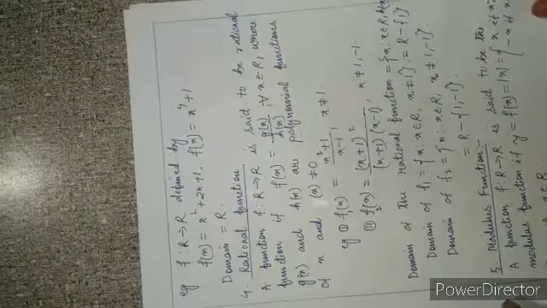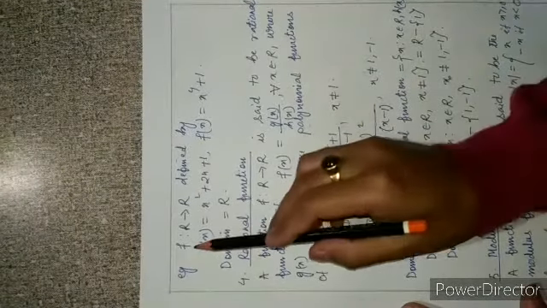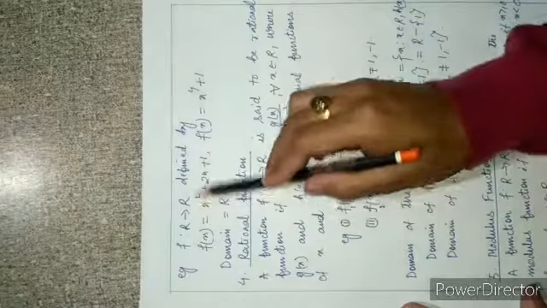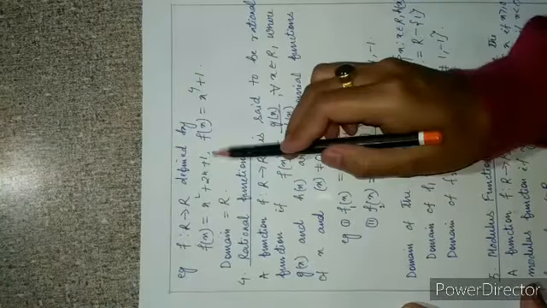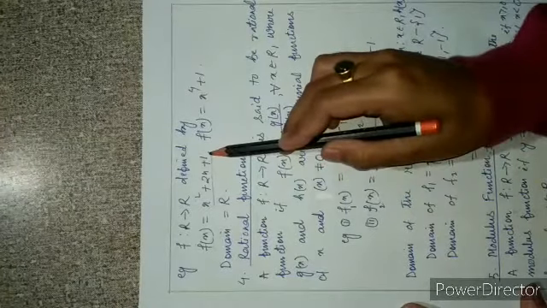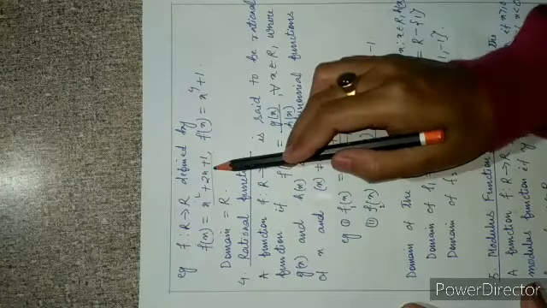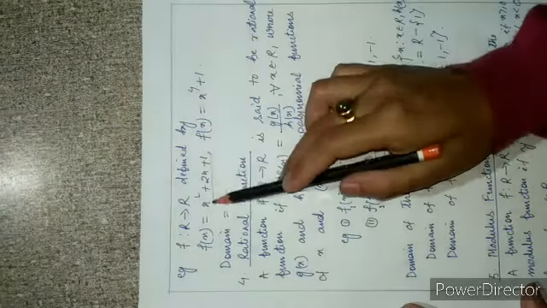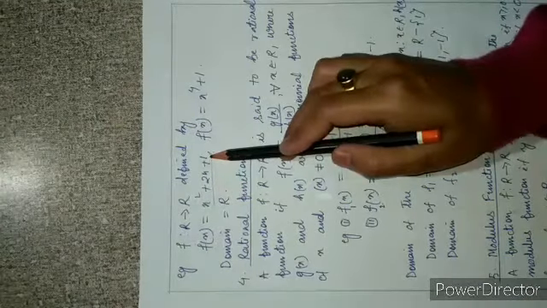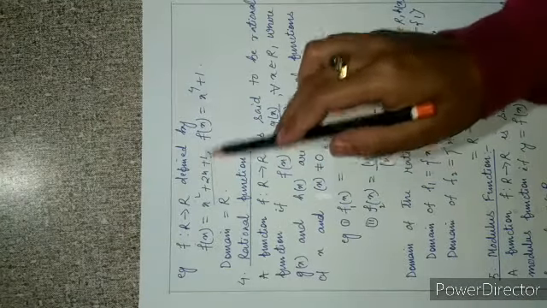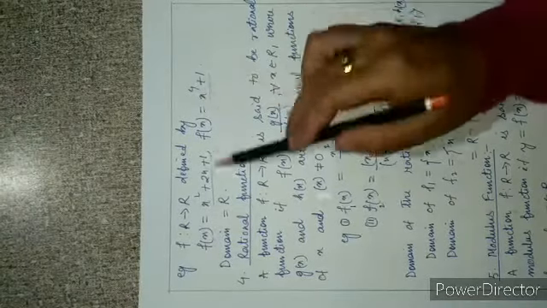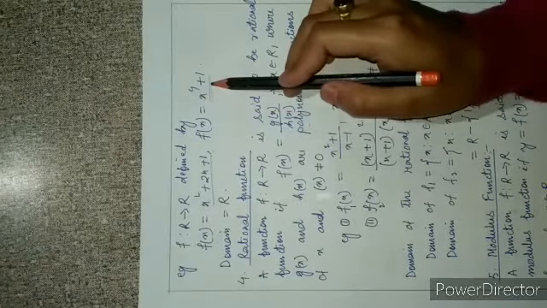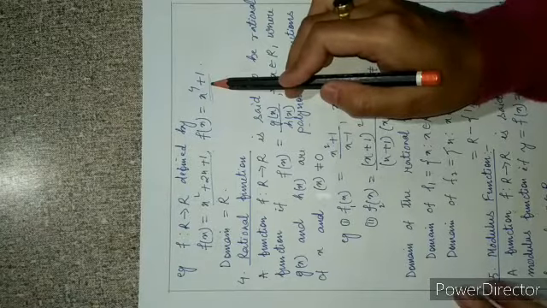Example: f is a function defined from R to R defined by f(x) is equal to x squared plus 2 times x plus 1. X squared plus 2 times x plus 1 is a polynomial. Another example, f(x) is equal to x to the power 4 plus 1, is also a polynomial function.